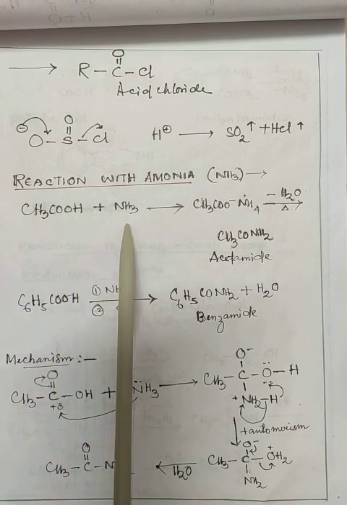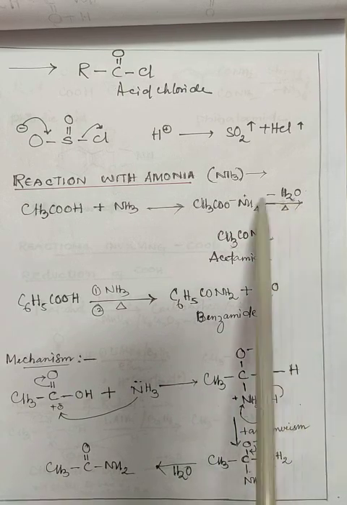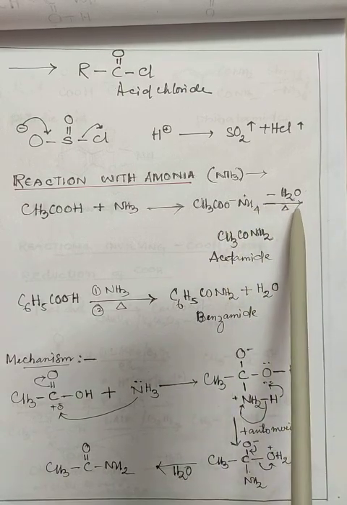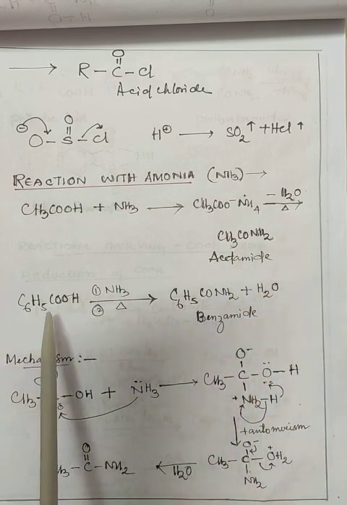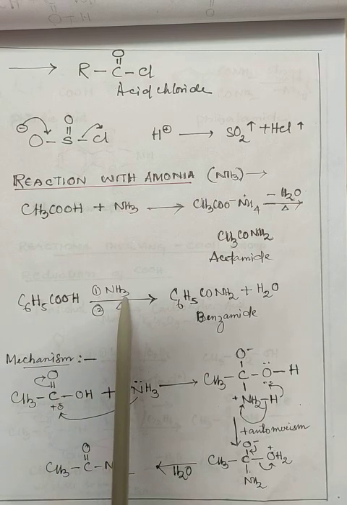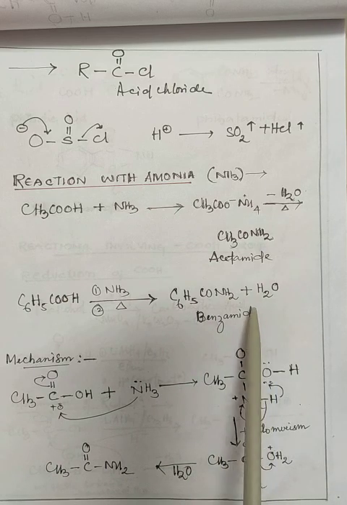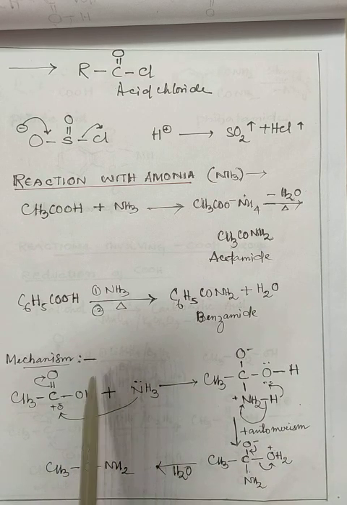So the next reaction is reactions with ammonia. Now acetic acid reacts with ammonia, then we get ammonium acetate, and from ammonium acetate we do dehydration by giving heat, then we get acid amide. Here also, same as benzoic acid, then react with ammonia, then giving heat, then benzamide, along with water. So this is the mechanism of how we get the acid amide product.